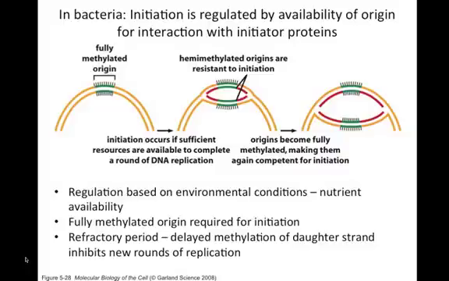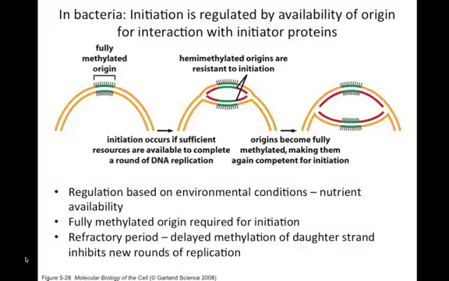And so if you think about it, when you replicate your DNA, you're going to have hemimethylated DNA because your parental strand will be methylated and your new one won't. And then it'll take a little time, and slowly the enzymes will come and methylate the new DNA, and then you have fully methylated chromosomes. So that's a way that the bacteria regulate initiation. In essence, there's this refractory period after replication where you cannot initiate replication again.